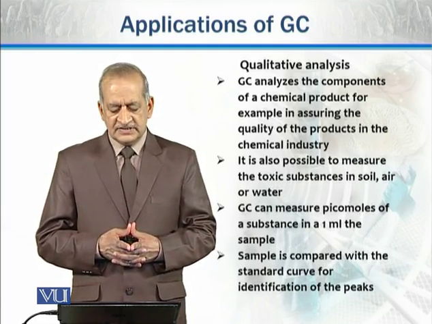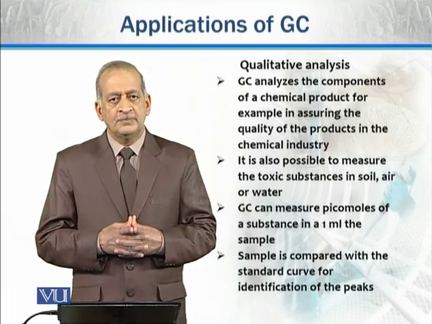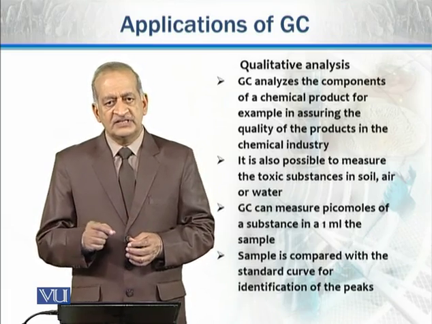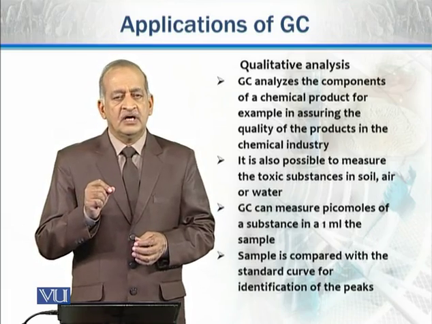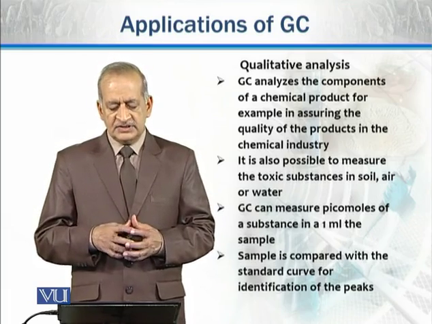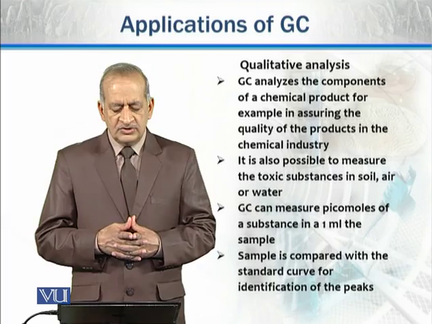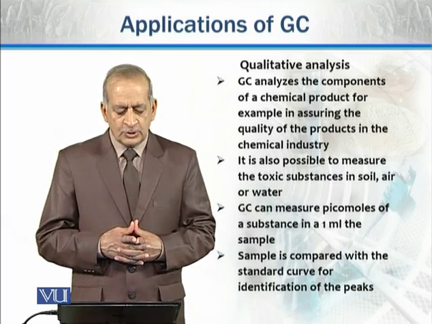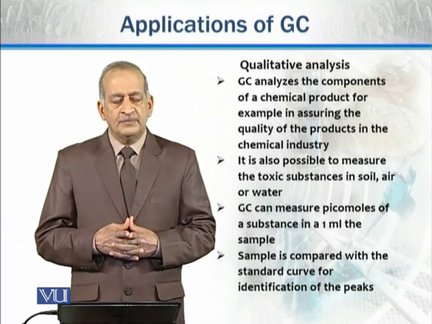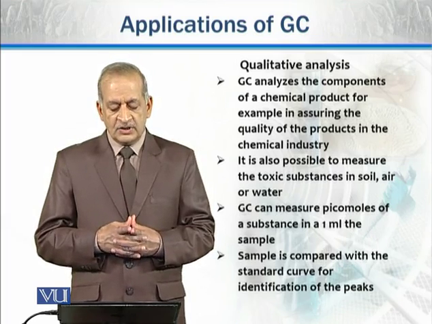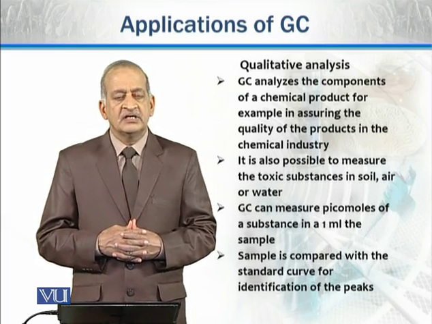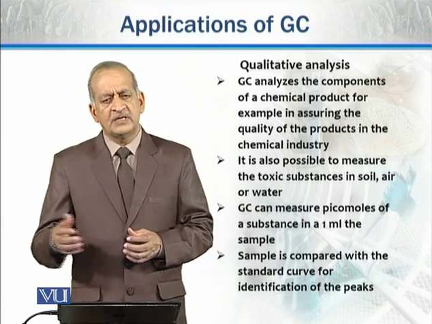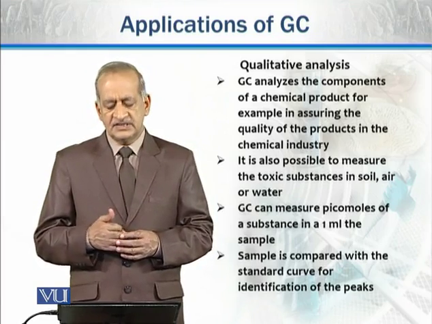We have already discussed that samples and various components present in a sample can be identified through gas chromatography. So GC analyzes the components of a chemical product, for example, in assuring the quality of the product in the chemical industry. Different types of products are synthesized in industry.